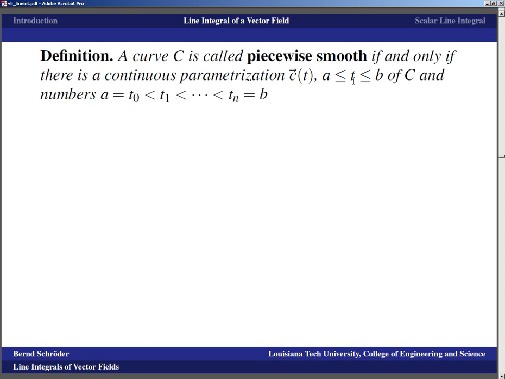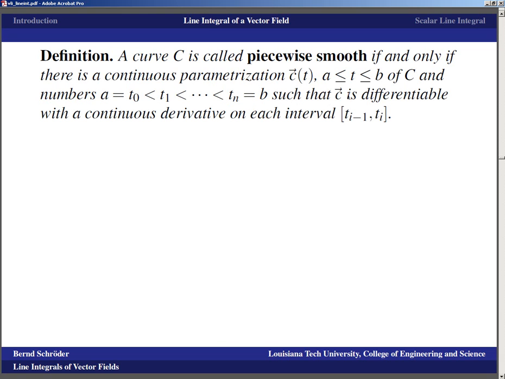c of t, where t goes from a to b, and numbers that partition the interval from a to b into intervals t0, t1, t1, t2, all the way through t(n-1), tn, so that the parameterization is differentiable with a continuous derivative on each interval t(i-1), ti. So that means that corners are possible because the parameterization can have a different left-sided derivative at t(i-1) and ti than it has a right-sided derivative.